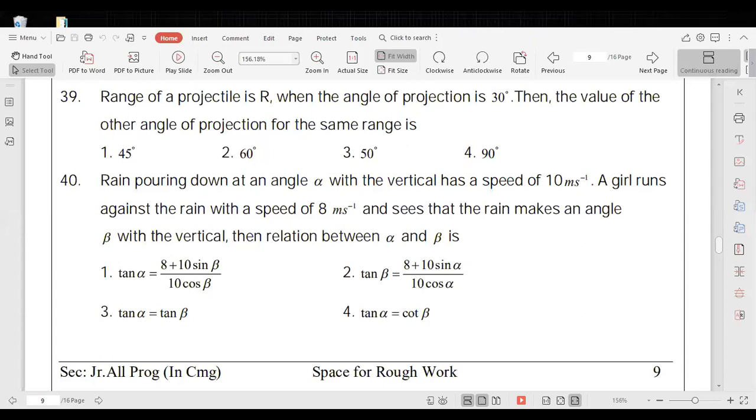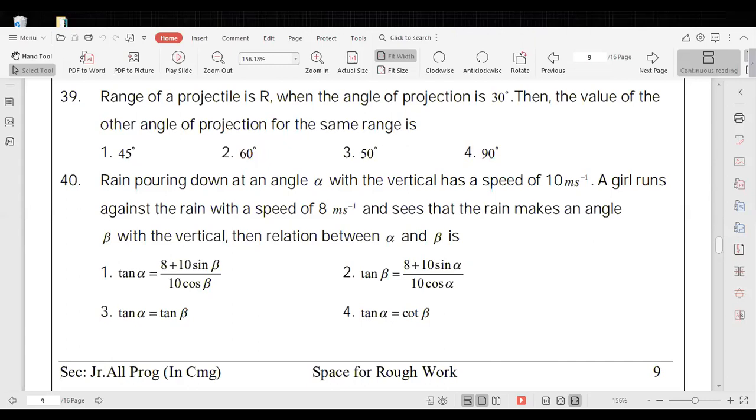Rain pouring down at an angle of alpha with vertical has a speed of 10 meter per second. You see, drawing the diagram is very, very important. Here it is the vertical. With the vertical, making an angle alpha, the rain is falling downwards. A girl runs against the rain, that means in the opposite direction, in this direction, with a speed of 8 meter per second. Here these are given in meter per second only.